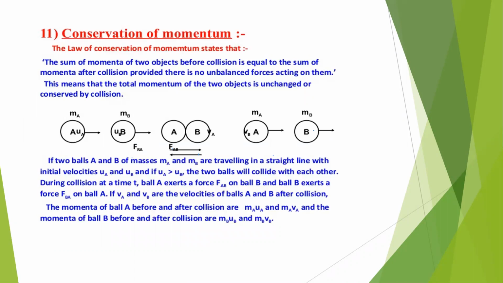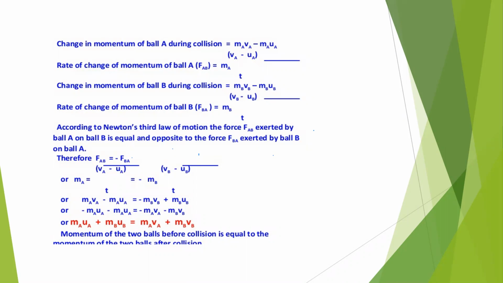See, our statement is: the sum of momentum of two bodies before collision is equal to the sum of momentum of two bodies after collision. So here we have seen that only. So this is the proof of the conservation of momentum. So Newton's second law proof we have seen, and we have seen the conservation of momentum. So we can discuss the sums directly or the tricky ones based on this. You should remember the final equation: MAUA plus MBUB is equal to MAVA plus MBVB. This is conservation of momentum.